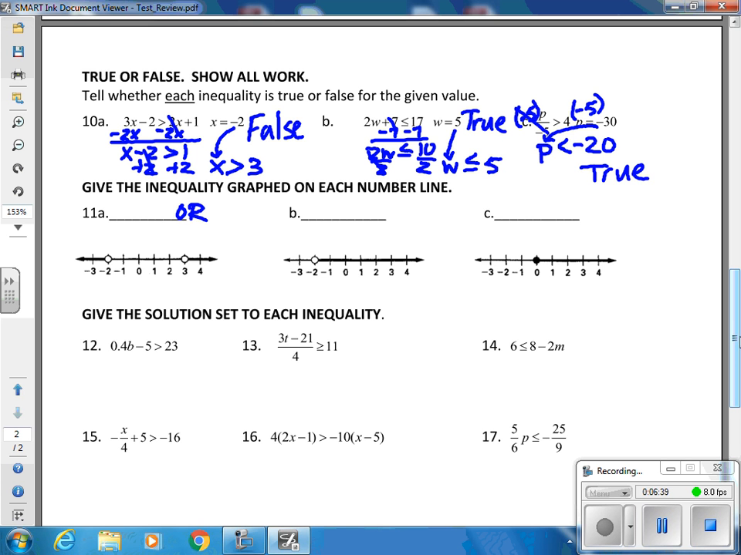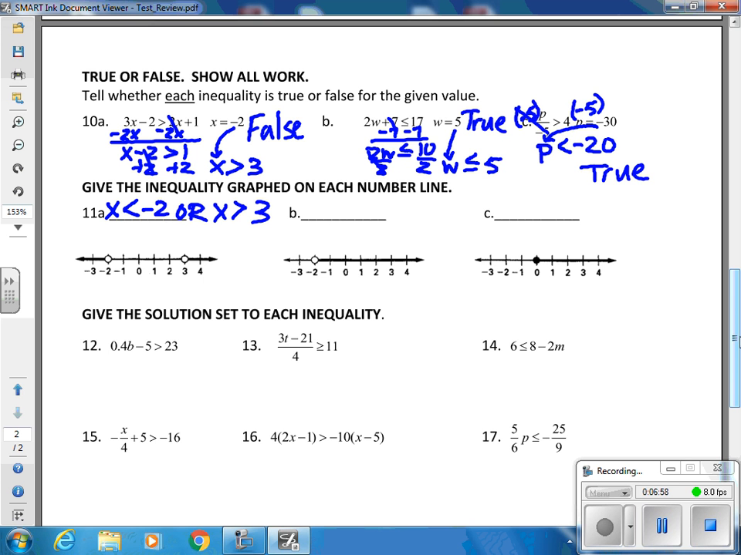So if we're looking at the -2, it's x, and then -2 is open, so it'll be less than because it's shaded left of the -2, and then the -2. So x is less than -2, or now go to the 3, x, and then the 3 is shaded to the right, so that'd be greater than 3.